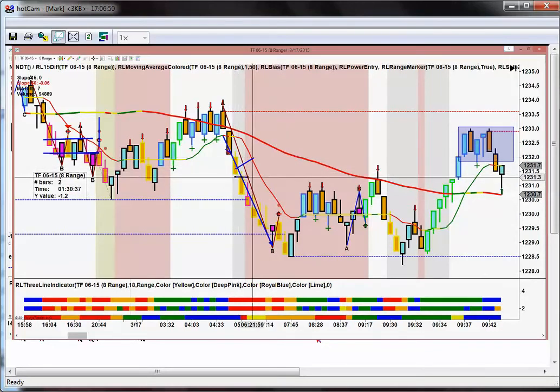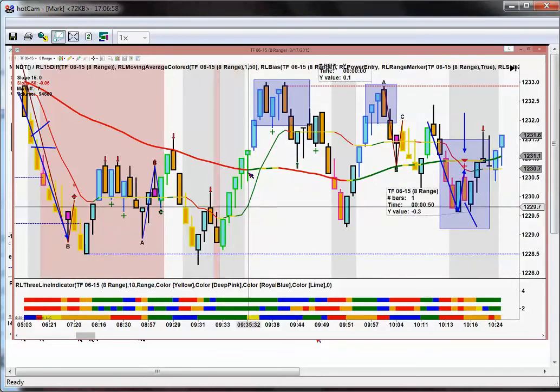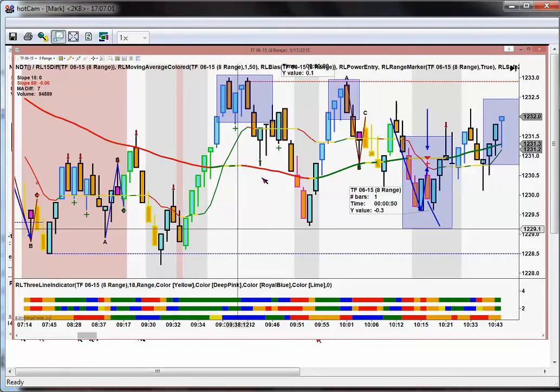Now here's a trade we can't get. It's a big trade. You want to be in on it. It doesn't retrace. No consolidation period. We just can't take it. We're not in.